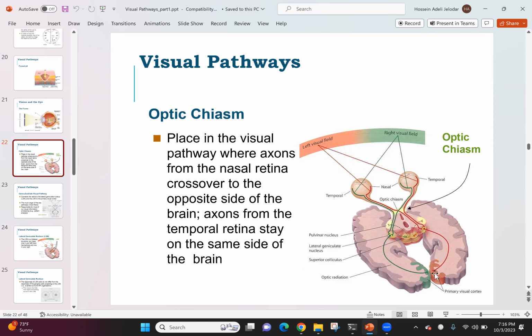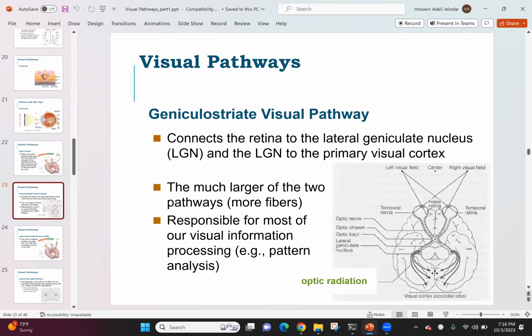This is one of the pathways, and this pathway is called the geniculostriate visual pathway. It connects the retina to the lateral geniculate nucleus, and that's the step along the way before going from the LGN to the primary visual cortex. I said this is the much bigger of the two pathways, and most of the visual processing basically happens here.